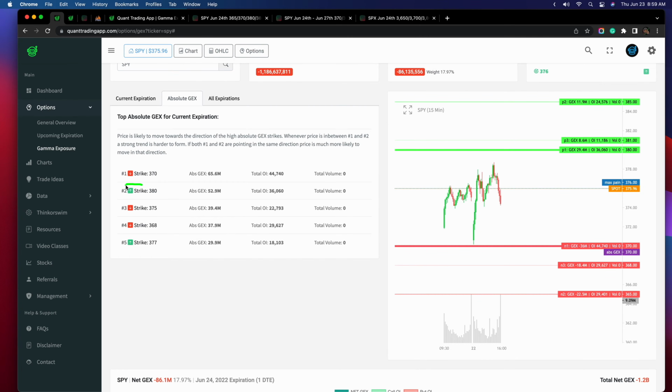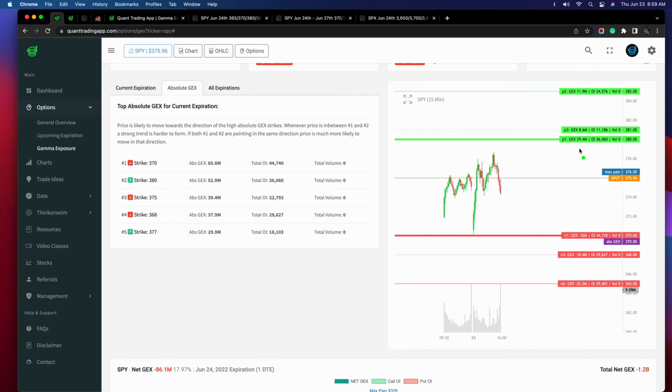If both of these are pointing in the same direction, which is what it's saying right here, if number 1 and 2 are pointing in the same direction, it's stronger for the trend to go in that direction. So if they were both green, we'd more than likely gravitate up. If they were both red, we'd more than likely gravitate down. So using the absolute gamma exposure, we can form a trade idea.